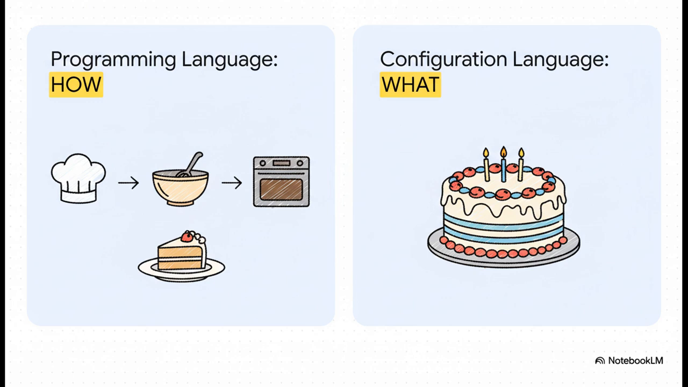See, a programming language, something like Python or Java, is all about giving the computer a recipe. You tell it every single step, the whole how-to. But a configuration language, which is what Terraform uses, is totally different. It's all about describing the end result. You just tell the computer what you want, and it's smart enough to figure out how to make it happen.